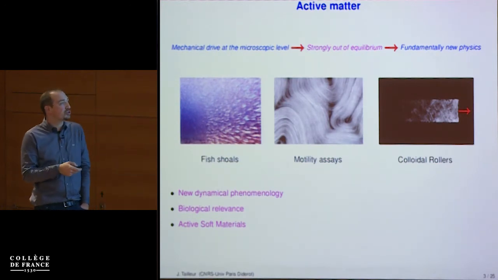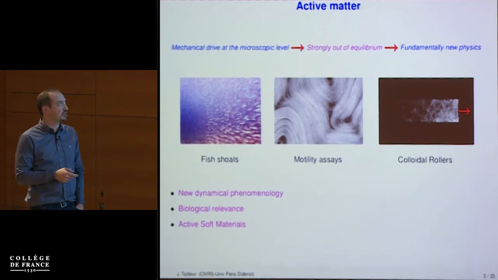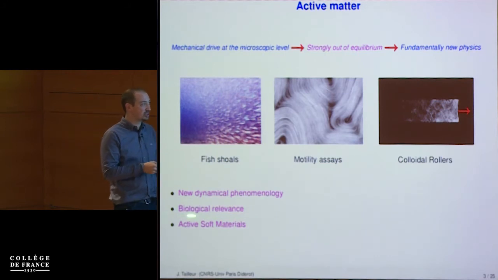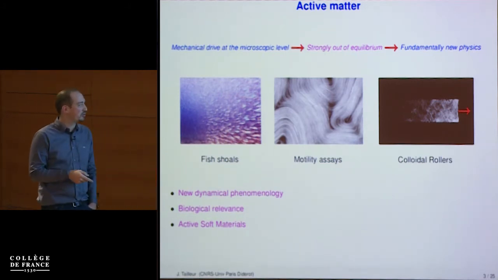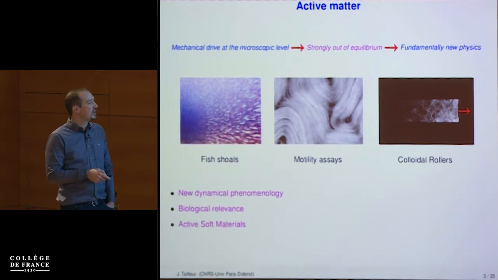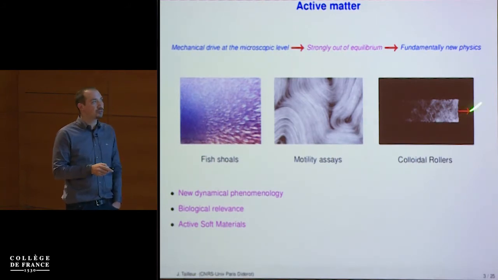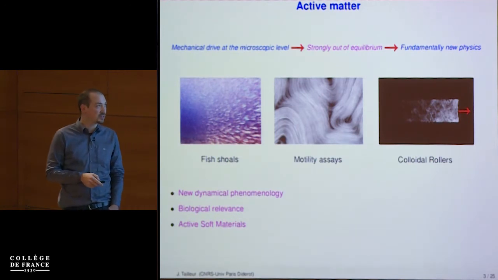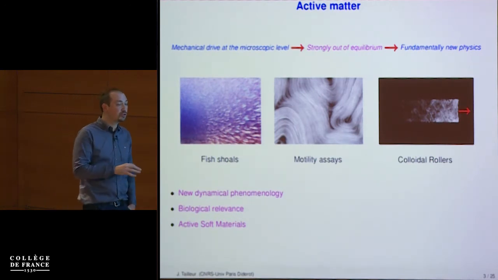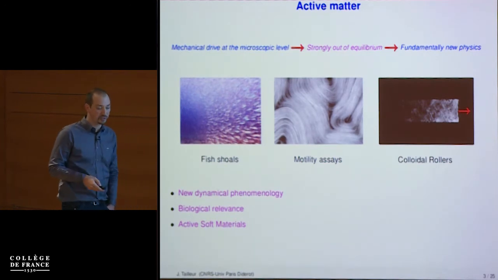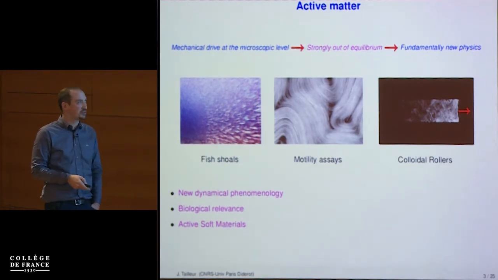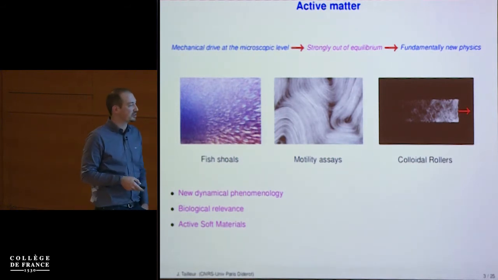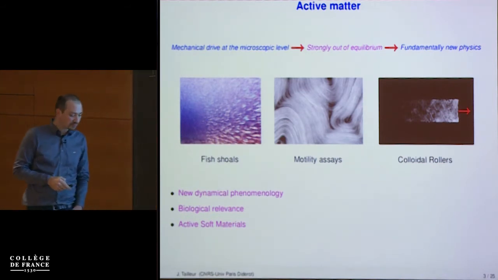So the main reason why people have been working a lot on active matter is this new dynamical phenomenology. The fact that it's biologically relevant, it's almost a signature of being alive, being active. And also the fact that now people start to be able to engineer active systems. And so soft matter has been a huge revolution in the 20th century. That's what allowed us to have LCD screens. And of course, the possibility of having active soft materials is something that interests a lot of people.